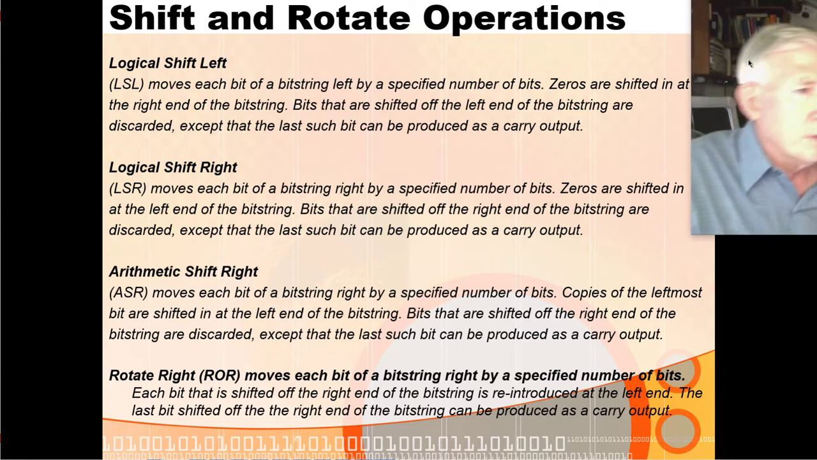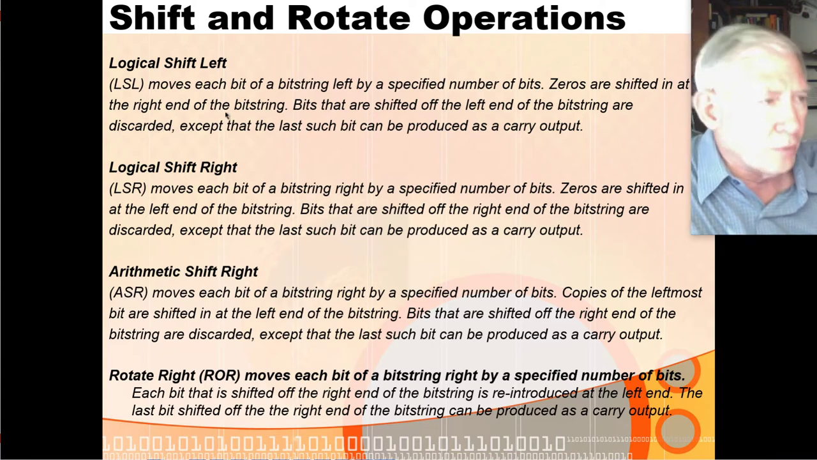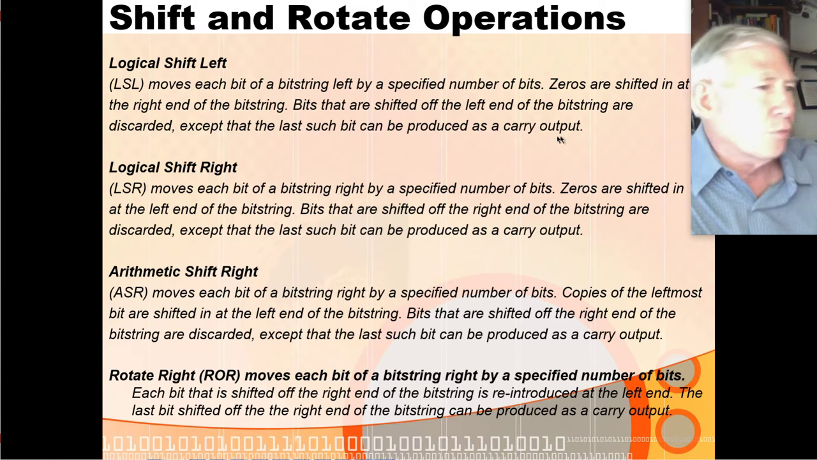All right. So anyway, you can do logical shift left. When this does it, it moves each bit of the bit string left by however many bits you specify, and then zeros are shifted in at the low order end, the right end, and bits that are shifted off the end of the bit string are thrown away, except the last bit shifted out winds up in the carry. So if you only shift one, it goes into the carry.